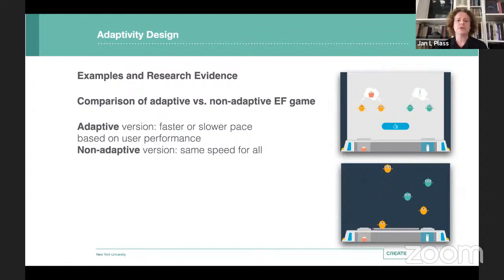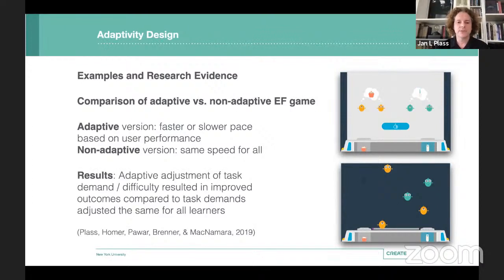In the adaptive version, we varied the faster or slower pace of the aliens that were coming down. The aliens come from the top of the screen, they come down to the bottom, and you need to feed them before they hit the ground. In the adaptive version, we had a faster or slower pace based on user performance. In the non-adaptive version, we had the same speed on the different levels for every player. And what we found again here is that the adaptive adjustment of task demand and difficulty resulted in improved outcomes compared to task demands that were adjusted the same for all learners.